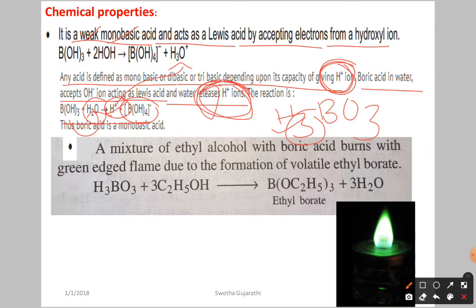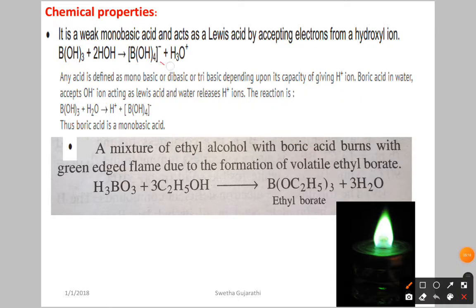This we already discussed in the hydrated compounds. So you can write the equation like this or like this; both are acceptable. Thus boric acid is a weak monobasic acid. It is an acid, but it gives only one proton, so that's called monobasic. Why is it called weak? In the presence of water only it gives the proton. That's the reason it is called a weak monobasic acid.